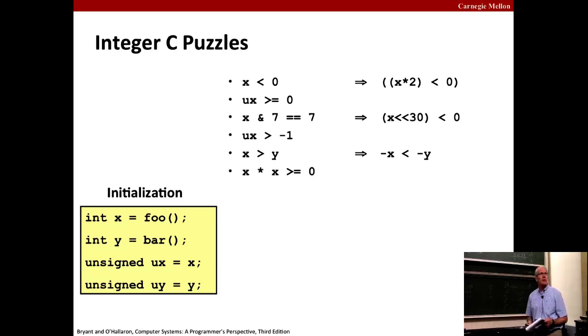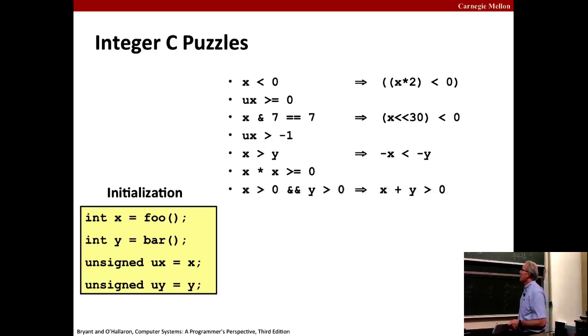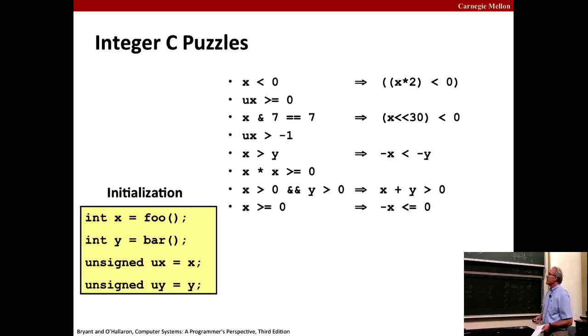Okay, x times x greater than or equal to 0. We've seen examples of that being false. If x is greater than 0 and y is greater than 0, is x plus y greater than 0? No. If x is greater than or equal to 0, is minus x less than or equal to 0? You're right, it's true, right? But let's take its counterpart. If x is less than or equal to 0, is minus x greater than or equal to 0? TMin, right?